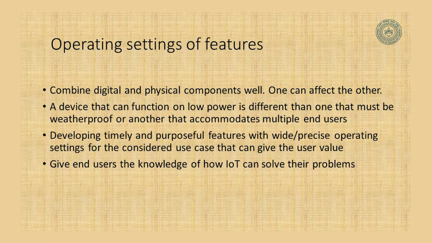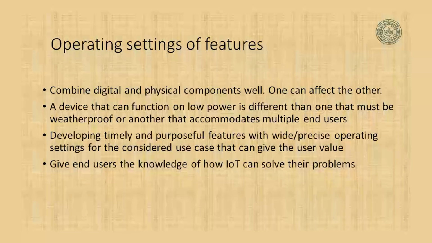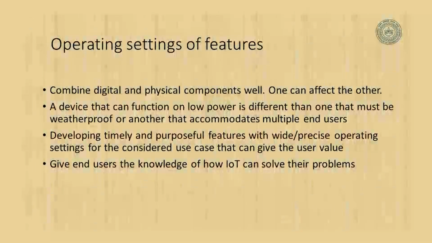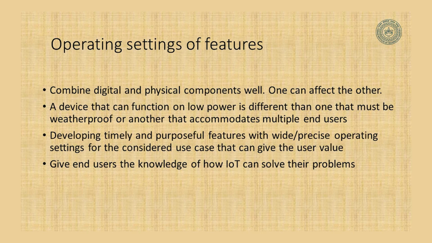So, you need to have a sensor that works in that range, okay. And also you may need precision, you may need information up to maybe 0.1 degrees Celsius, okay. So, precise operating settings and the range of the operating settings, think about that as a designer, okay. So, it must fit the considered use case. What is the functionality or the use case that you are trying to achieve, and how will that give the user value? Based on that, you must have the features with the appropriate operating settings.